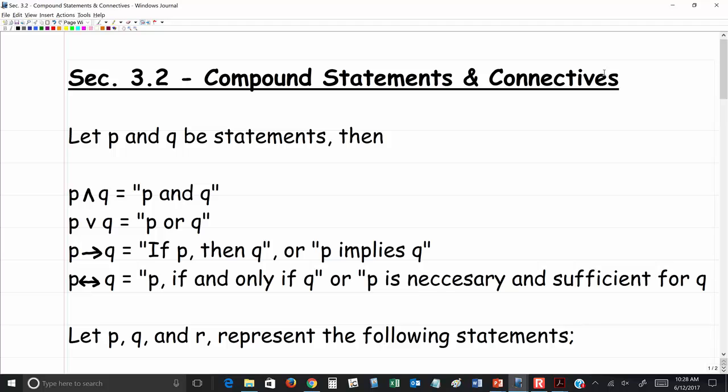Then we have the arrow, which is an implication. So P arrow Q is like, if P, then Q. Or it could sometimes say P implies Q. And then if you have a double arrow, that's if and only if. So P, if and only if Q. It can also sometimes be written as P is necessary and sufficient for Q. So you have the arrow and then the double arrow. You could think of it as P implies Q and also Q implies P.